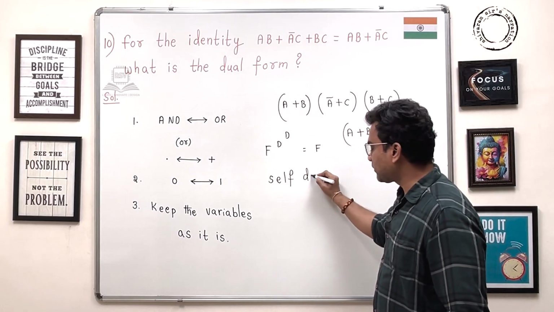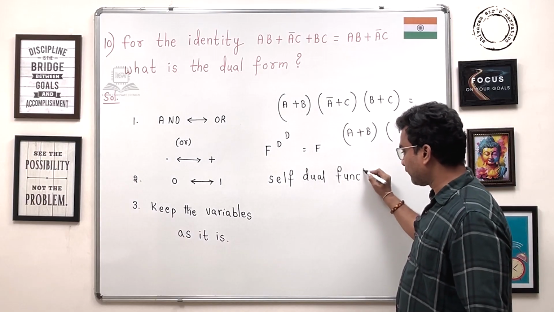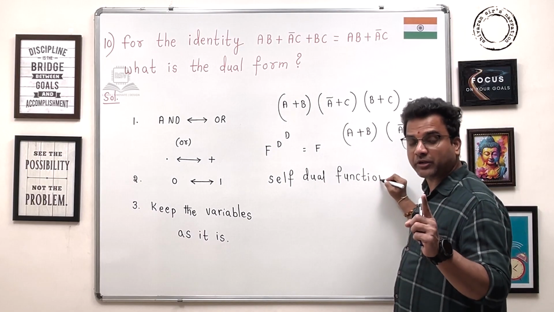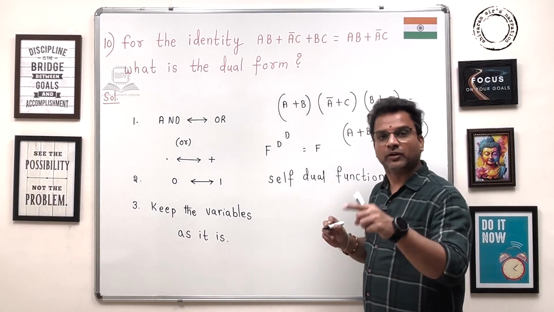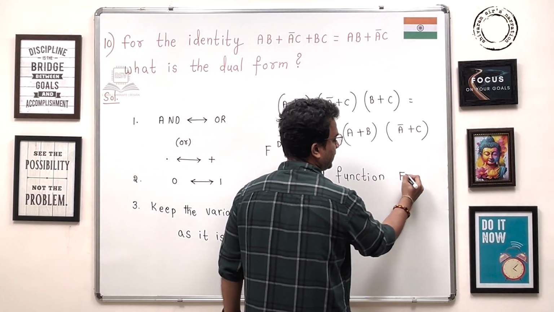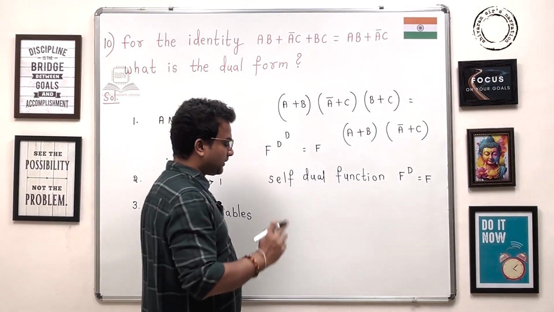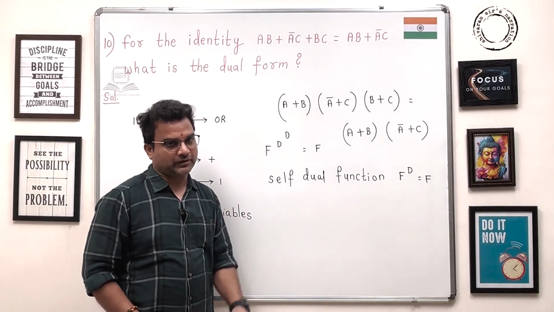Okay, coming to the self-dual function. For this function, if you apply one-time duality, it will be equal to the same function only, meaning f^d is equal to f only. This is called a self-dual function.